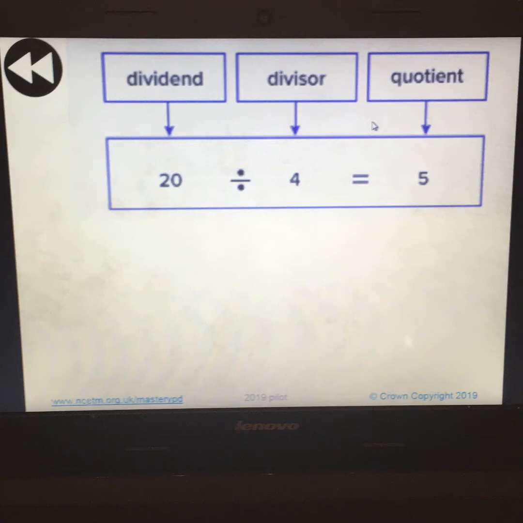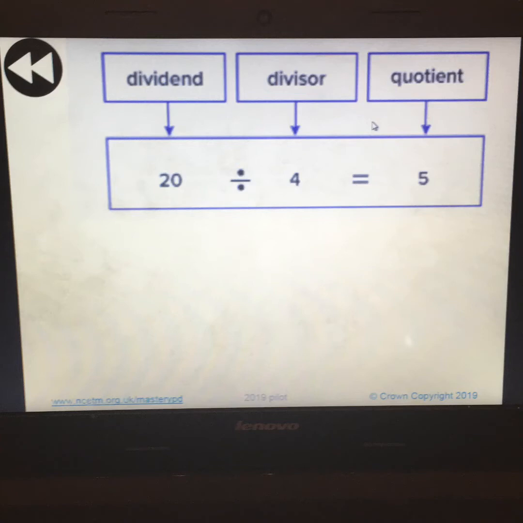So you've got these 3 words to describe things in a division equation. So you've got the dividend, and that's the large number that you are sharing out. So in this sum, it is 20. Then you've got the divisor. The divisor is the thing that you are sharing it between. So if I have 20 sweets and I was sharing them between 4 people, 4 is my divisor. And this is one, when you do the bus stop method, this is the number that goes on the outside of the bus stop. And the answer is called your quotient.